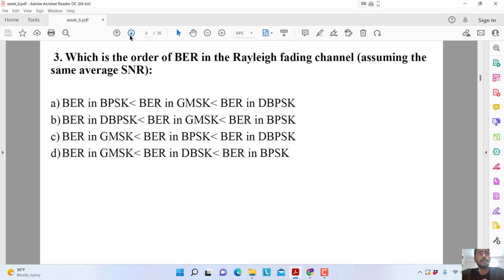Okay. Question number three is: what is the order of the BER in a Rayleigh fading channel, assuming the same average SNR? So we have to calculate the BER for the Rayleigh channel. The channel is given as the Rayleigh fading channel, and the modulation schemes are BPSK, GMSK, and DPSK. You have to tell which option is correct, which arranges them in terms of BER, decreasing order, increasing order. Calculate the BER.